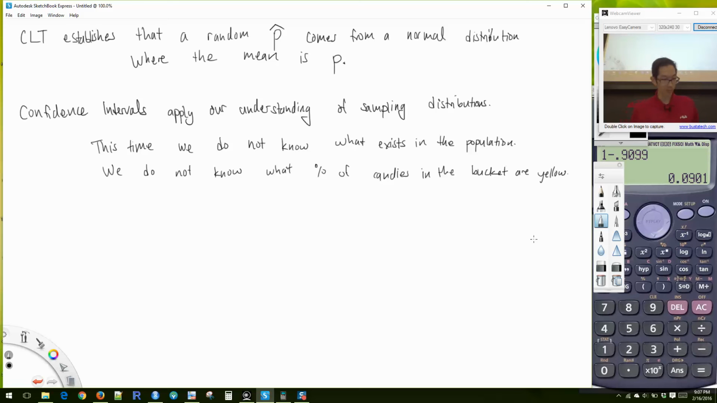Okay, but we do observe a sample. So we don't know what percentage of candies in the bucket are yellow. But maybe we take a sample and see that 42% of our sample is yellow.